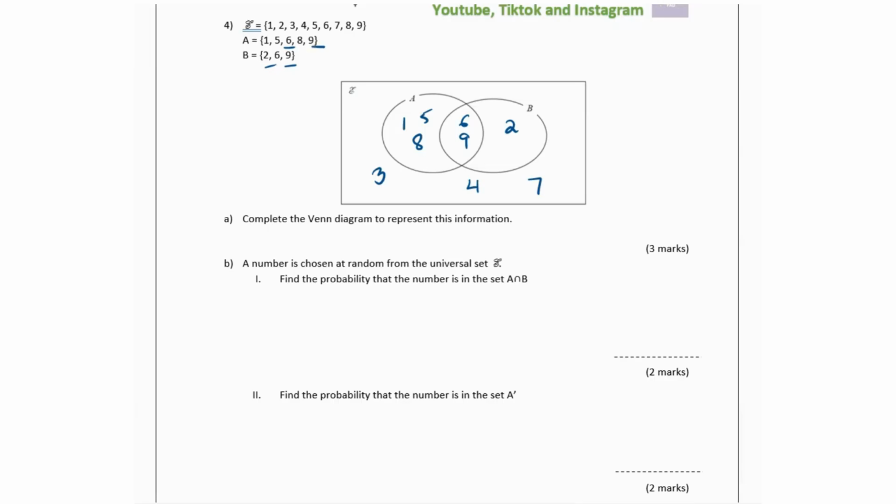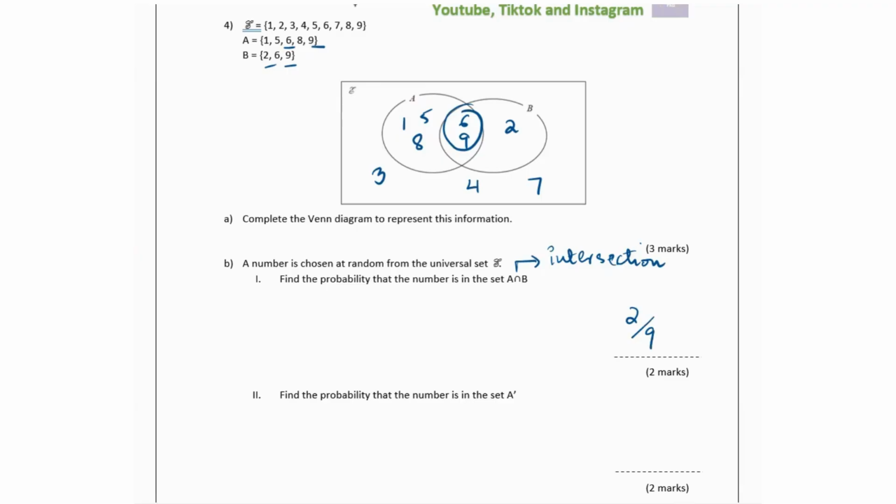Then it says a number is chosen at random from the universal set. Find the probability that this number is in the set A intersection B. The upside down U means intersection. So intersection is the common region. We have 2 elements over here, so that's 2 over 9 elements in total, 2 over 9.